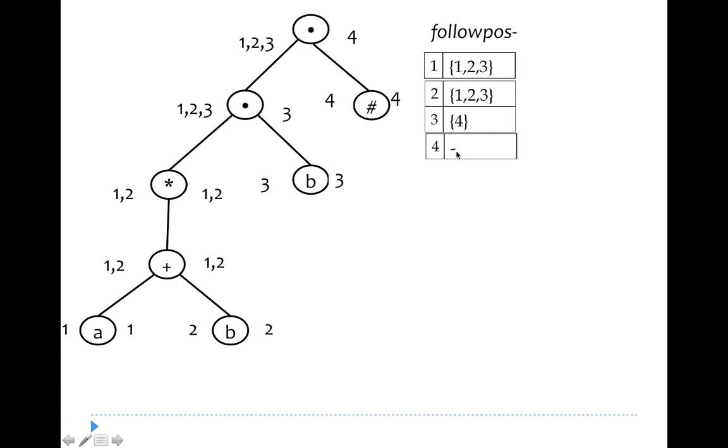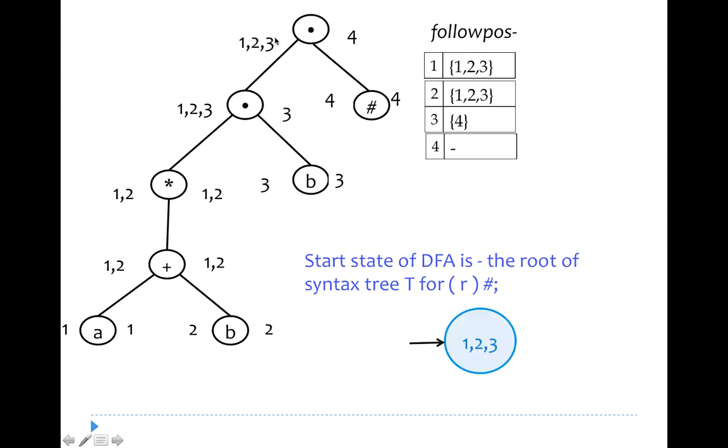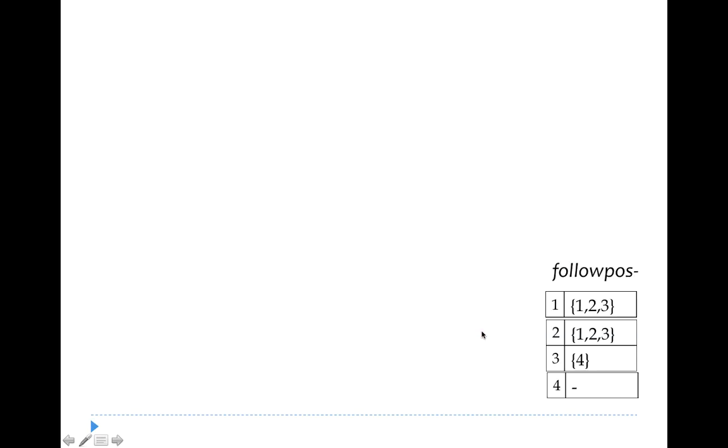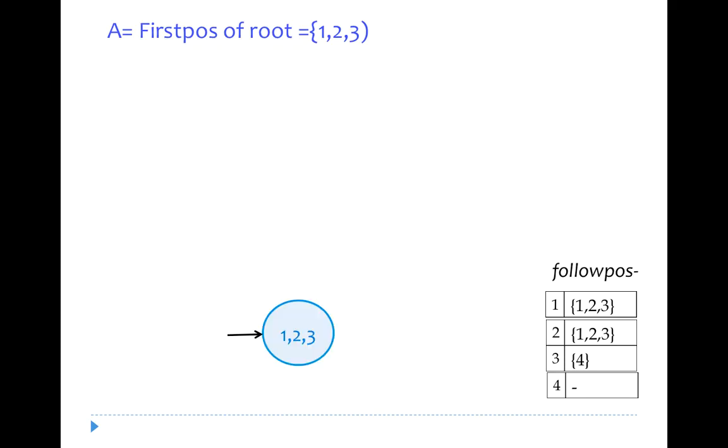Now till now we have computed first position, last position and follow positions of all the nodes. Now this follow position will be utilized for constructing the DFA. According to the DFA algorithm, the start state of DFA is the first position of the root node. Hence, 1, 2, 3, which is first position of root node, is considered as the start state. Now, construction of the DFA using the follow position. So first position of root, which is 1, 2, 3, we call it as the state A. 1, 2, 3 is the initial state.